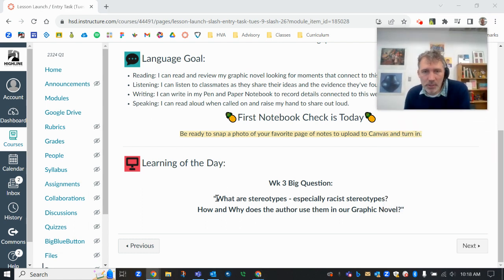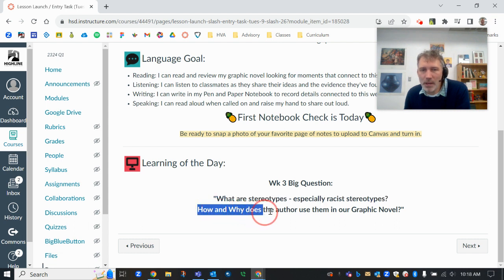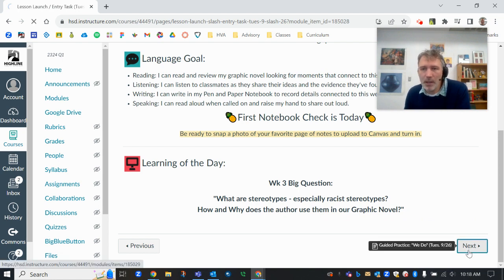Here's the week 3 big question. I did change it just a little bit. What are stereotypes, especially racist stereotypes? And then I wanted to focus it more on the graphic novel. So, how and why does the author use them in our graphic novel? Okay, so let's see how we're going to do that.